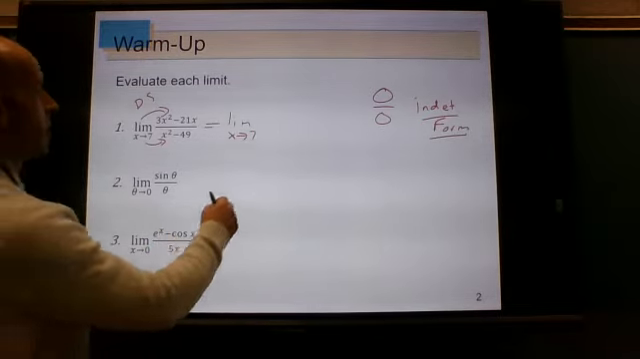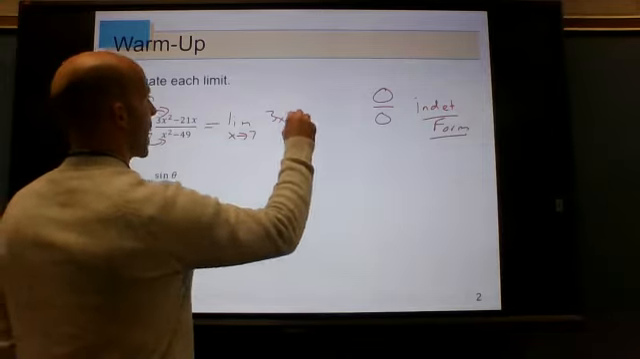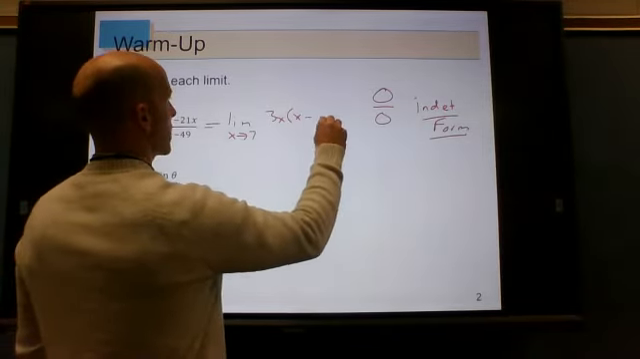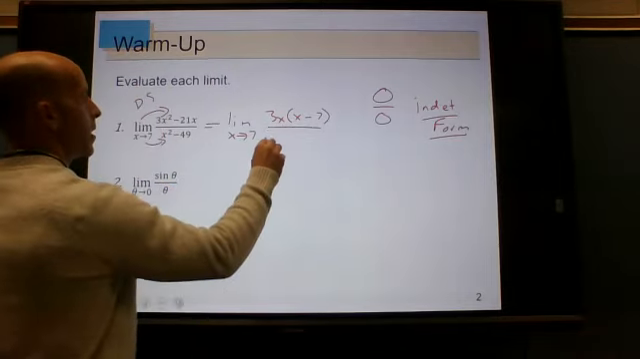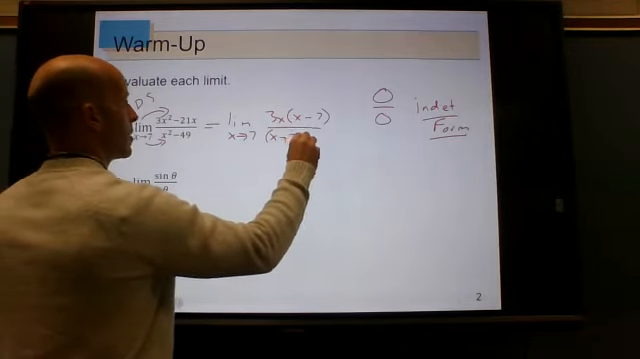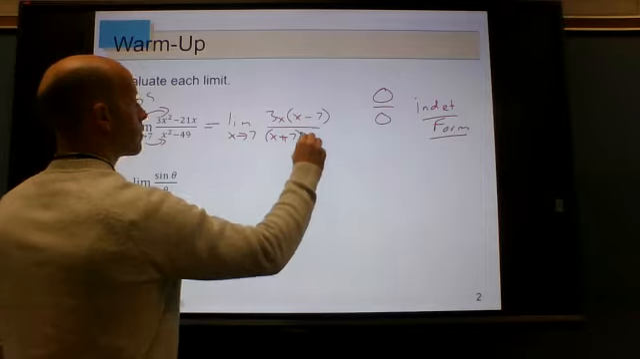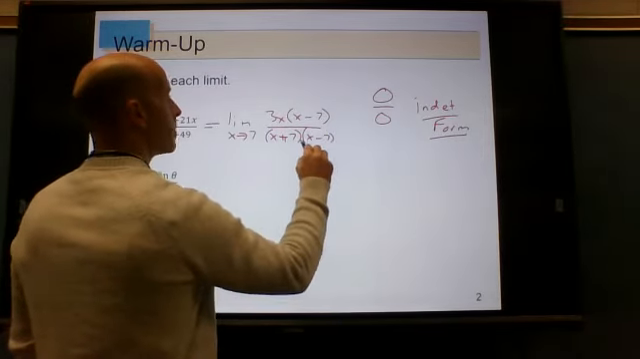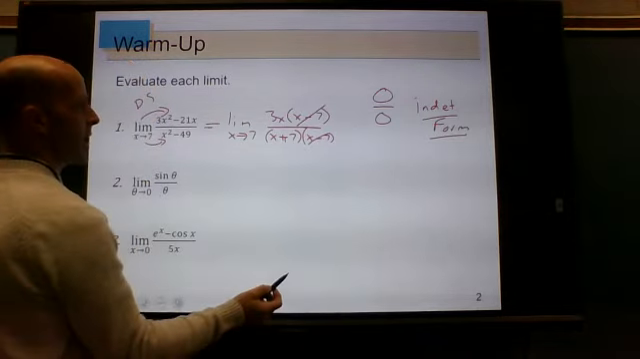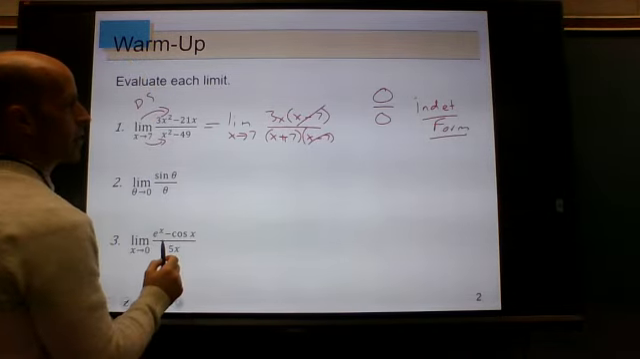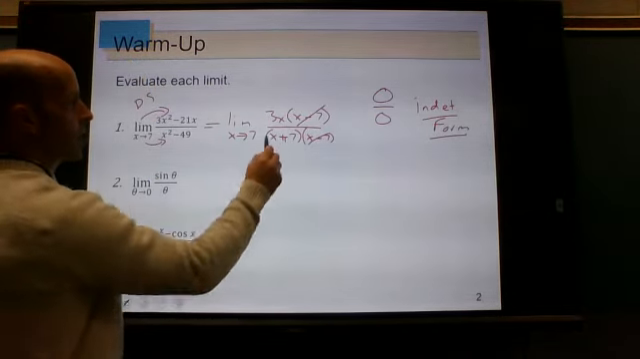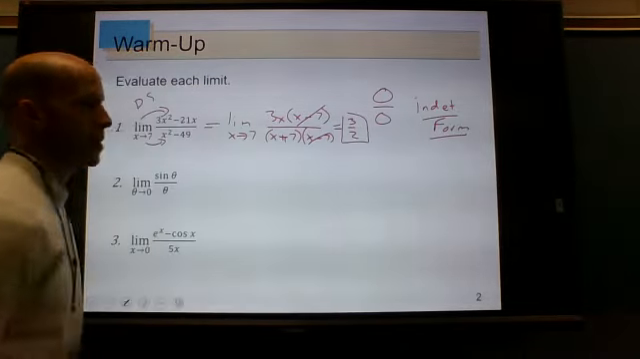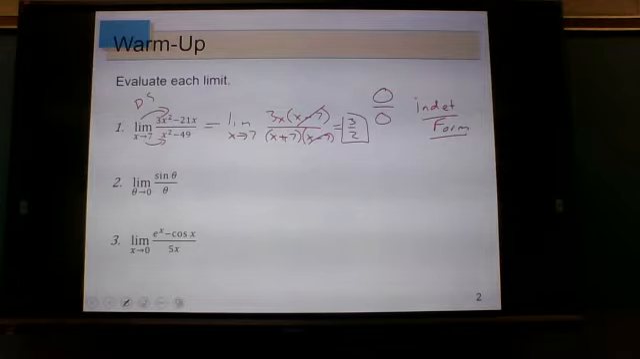So what we could have done back then is you would have factored. The numerator had a 3x in it, so you could factor out an x minus 7 in the numerator. And of course, the bottom is a difference of squares, so we can do our sum and difference pattern. And then the x minus 7s cancel. And now we can do our direct substitution with the 7. So we're going to get 21 over 14, which is equal to 3/2. So that's the answer to number 1 without a calculator.